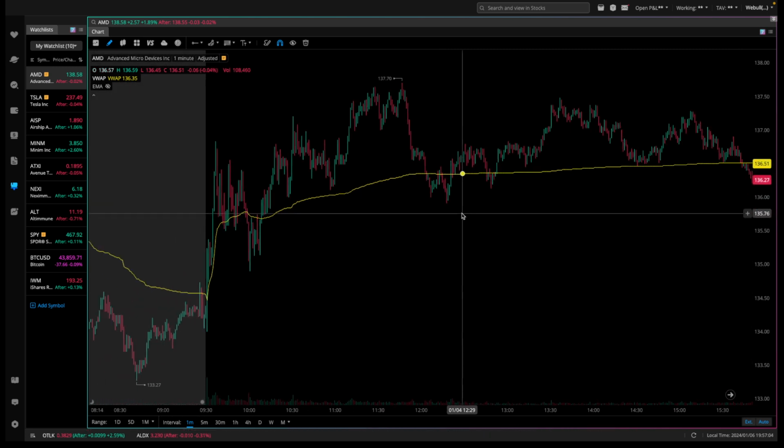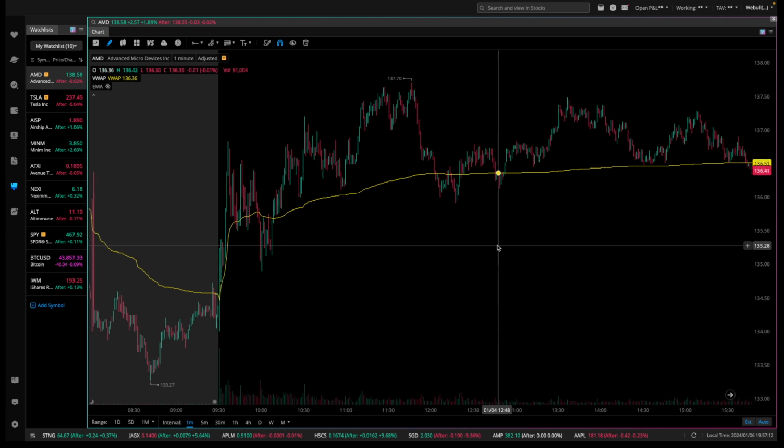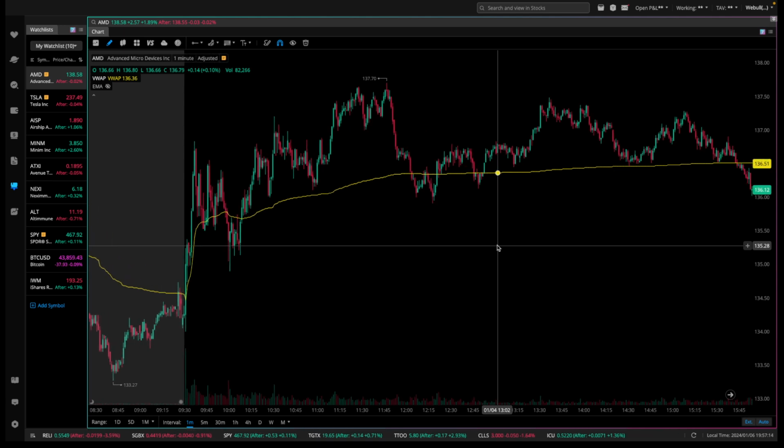But VWAP is a very effective indicator. Not only does this consider volume, it also considers price action. So it's just an indicator for all. Everyone will have VWAP up on the screen. So it's very effective when using this.